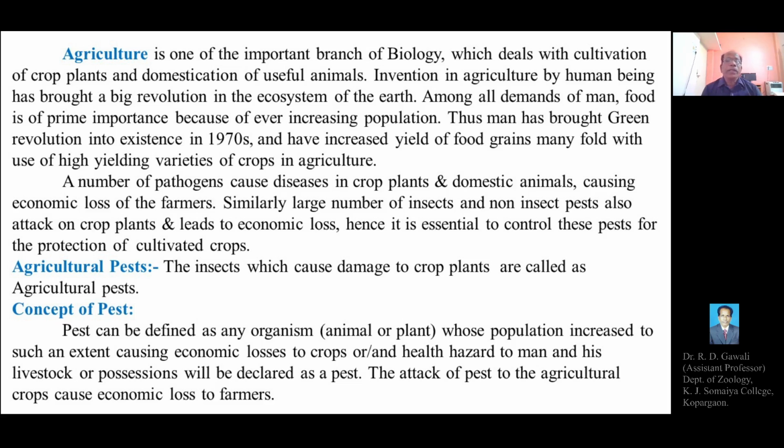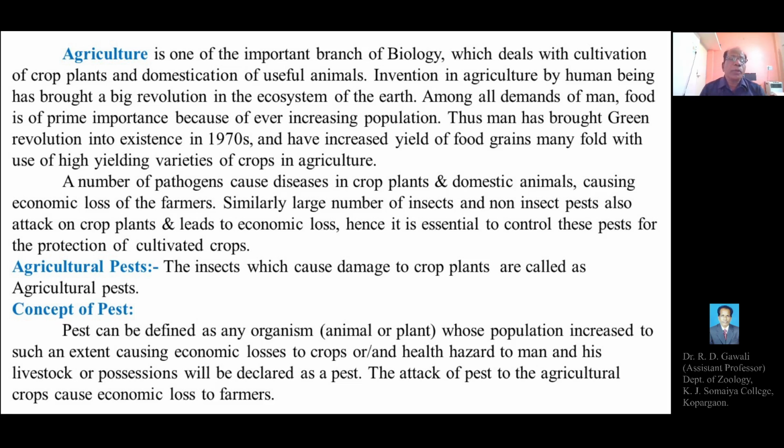So, we'll define the agricultural pest. The insects which cause damage to the crop plants are called agricultural pests. Actually, there are different types of organisms, that is insects and non-insects, or vertebrates and invertebrates, causing much of the damage and loss of agricultural crops and thus are called agricultural pests.